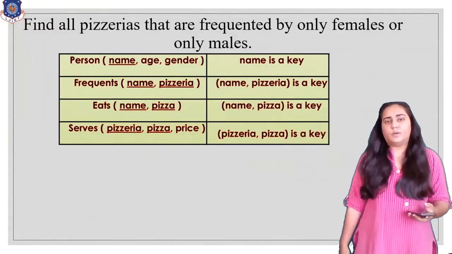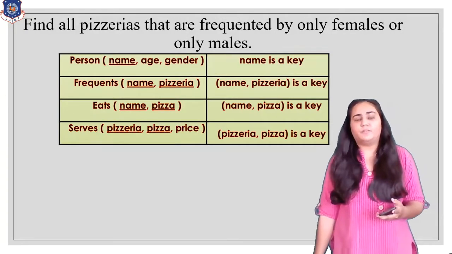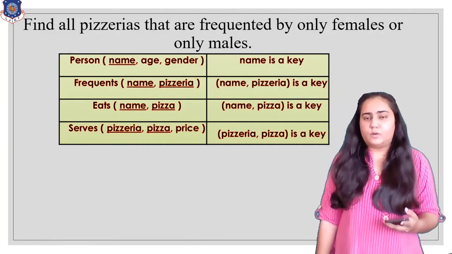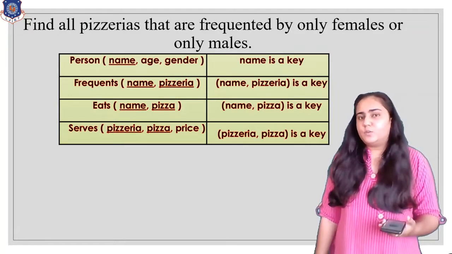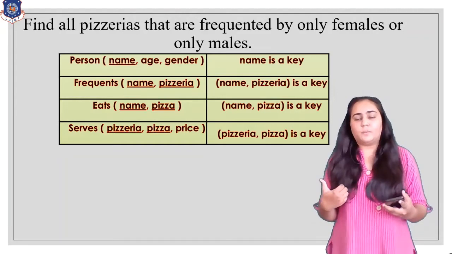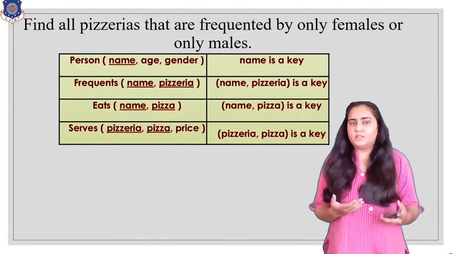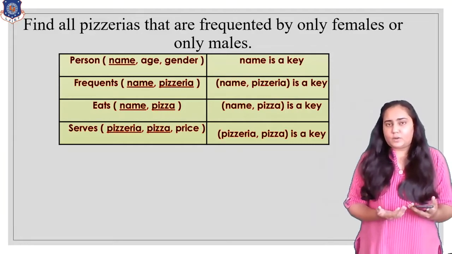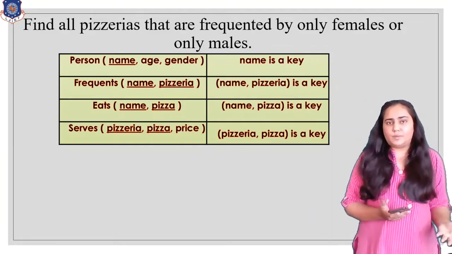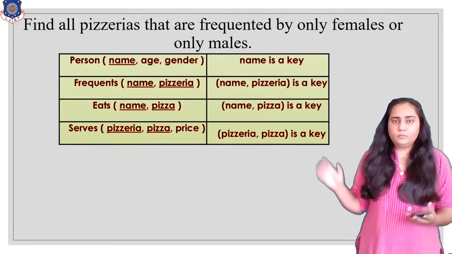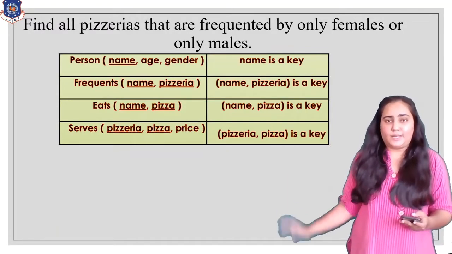And the next query is about finding pizzerias that are frequented by only females or only males. Now you might want to do this query in a different way than what I'm going to do here. And if you are getting the same result, it is correct. If you would like me to check your query, then you can write the query in the comments and I'll check it and let you know if it is correct or not. I'm going to solve it in this manner.